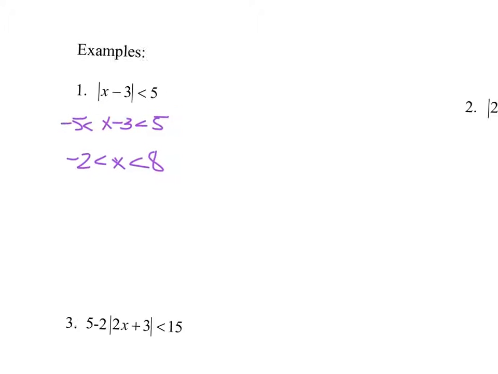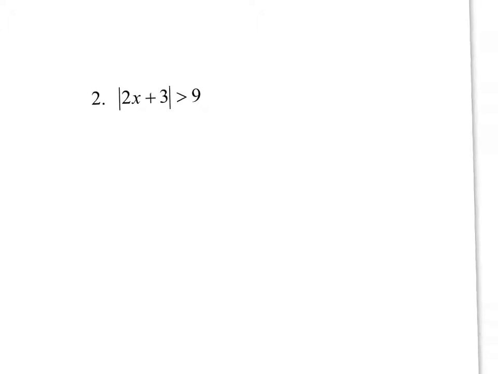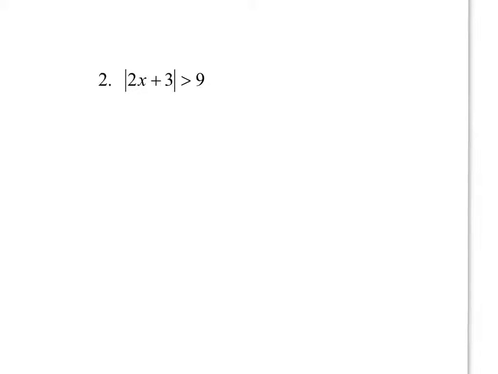Now let's look at two more examples. So let's look at number 2 first. This time, notice my absolute value is already by itself. So I look at the sign. It says greater than 9. So if it's greater, it's going to be an OR statement. So to form my OR statement, I'm going to remove the absolute value. Nothing changes. Or if I remove the absolute value and make that 9 negative, I need to flip the sign, so it will become a less than sign.